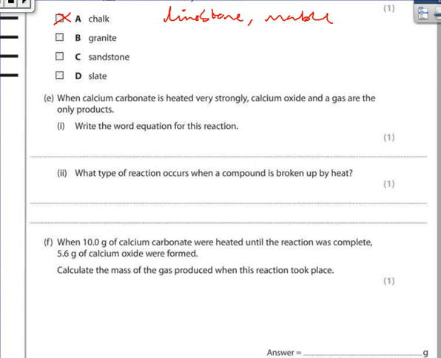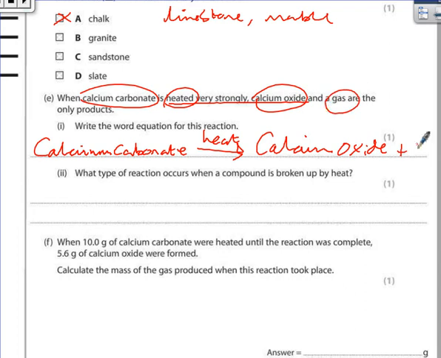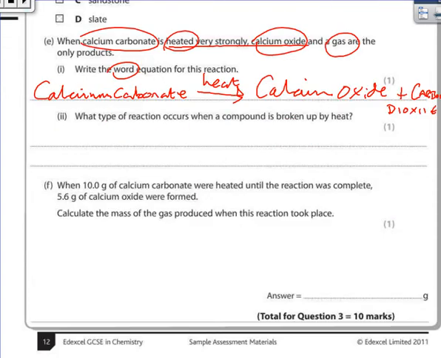When calcium carbonate is heated very strongly, you get calcium oxide. So we're writing these things in a word equation. Calcium carbonate, and it tells us that it's heated very strongly. So an arrow, heat. We can see this is going to be a thermal decomposition already, and one of the products is calcium oxide, and the gas is carbon dioxide, because it does say word equation. Don't do symbol equations if it says word equation.